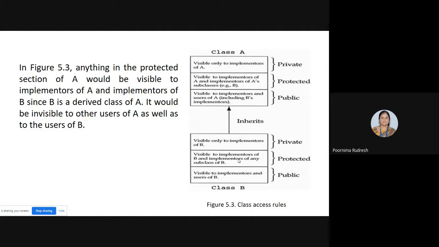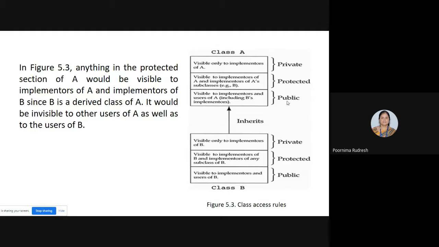Because B is the derived class of A, it would be invisible to other users of A as well as to the users of B. See here, what is the protected? Indicates that anything in the protected section of A. See here, the class A is having the three areas: private, protected, and public.